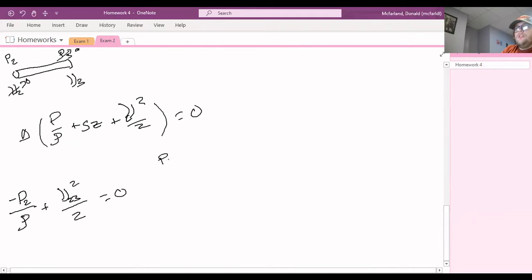And same deal here, P equal to rho GH. Rho will cancel out. We're left with negative GH2, take it to the other side, multiply by 2, square root it, and we are left with the square root of 2GH2.